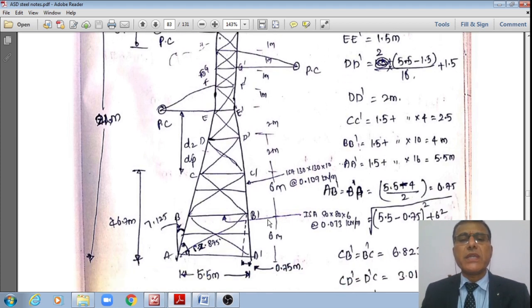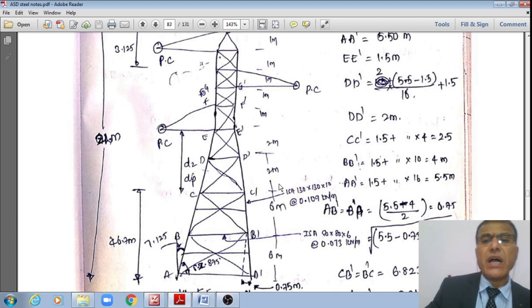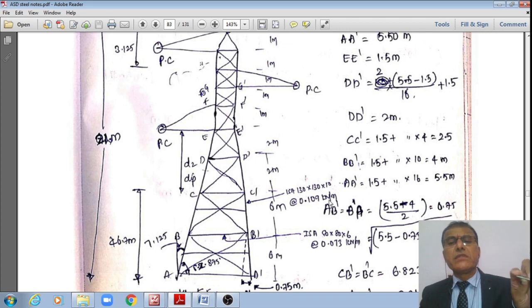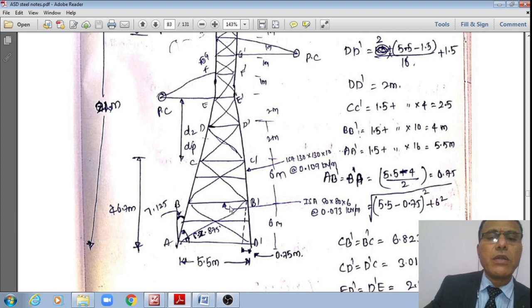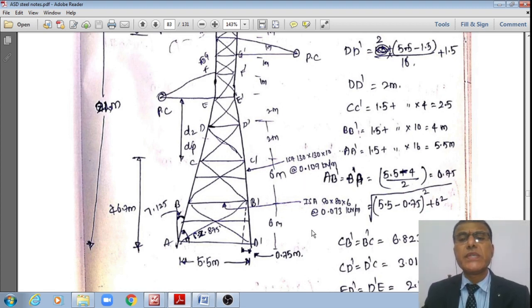Now this is my assumption that all these columns are assumed with an angle section of ISA 130 by 130 by 10, equal angle section, at the rate of 0.109 kilonewton per meter, and the bottom horizontals are assumed using ISA 80 by 80 by 6 at the rate of 0.073 kilonewton per meter.